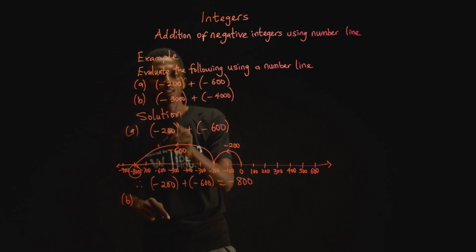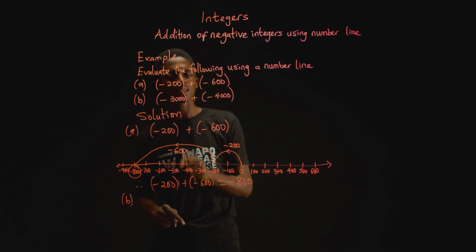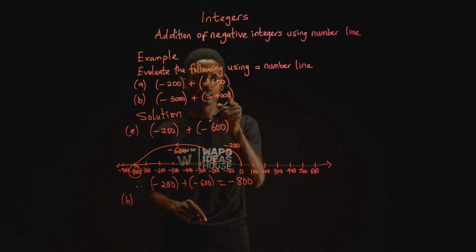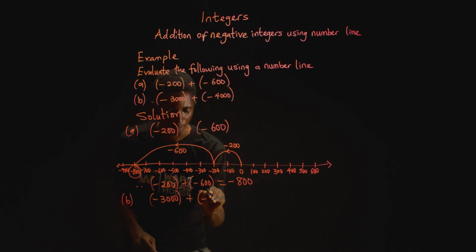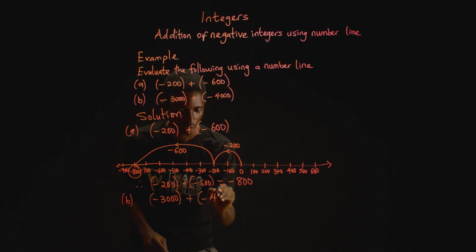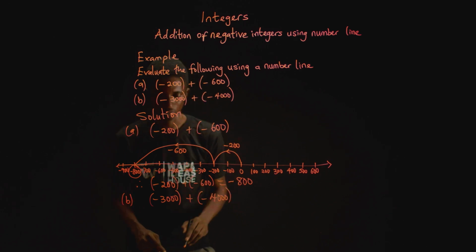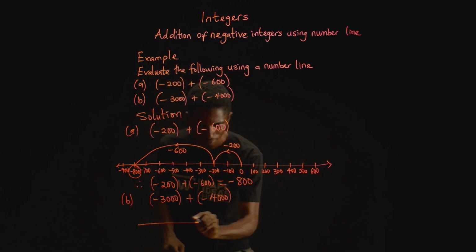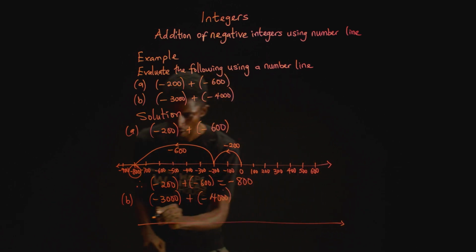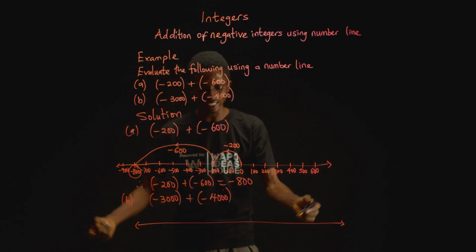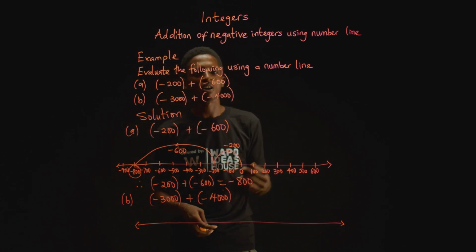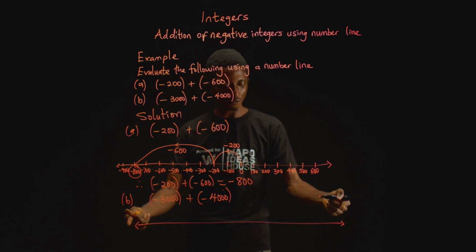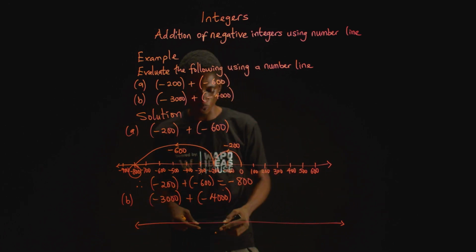B. We are to perform minus 3000 plus minus 4000. Minus 3000 plus minus 4000. Draw your number line. Now the number line indicates integers. These are in thousands, so each step can represent 1000 in order for this line to accommodate the large numbers we are dealing with.